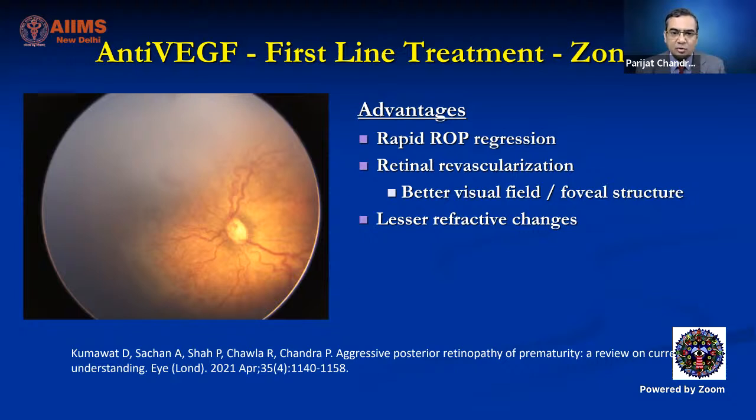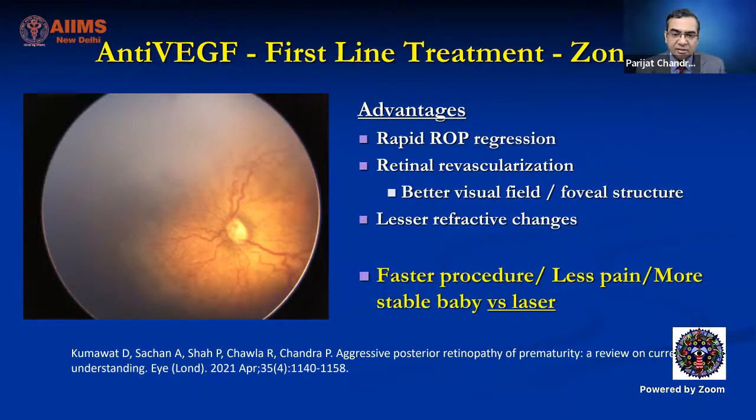If you inject this in zone 1, there is a huge advantage of retinal revascularization because the retina continues to go into the periphery. There is a better visual field, better foveal structure, and fewer refractive changes compared to laser. In addition, it's a much faster procedure; laser takes hours. It also causes much less pain, and the baby is more stable during the procedure. So definitely there are benefits of anti-VEGF in zone 1 ROP.